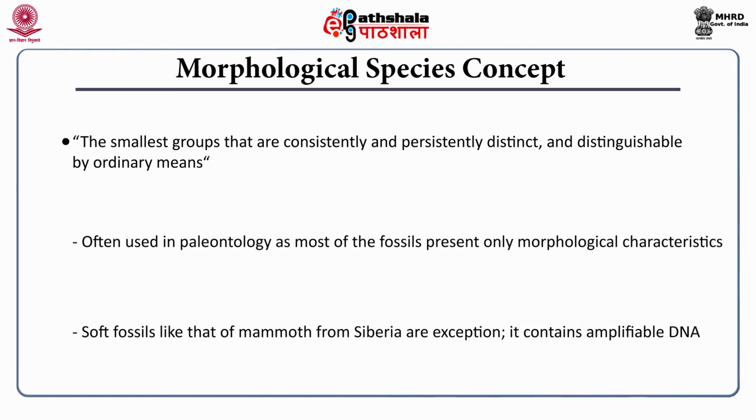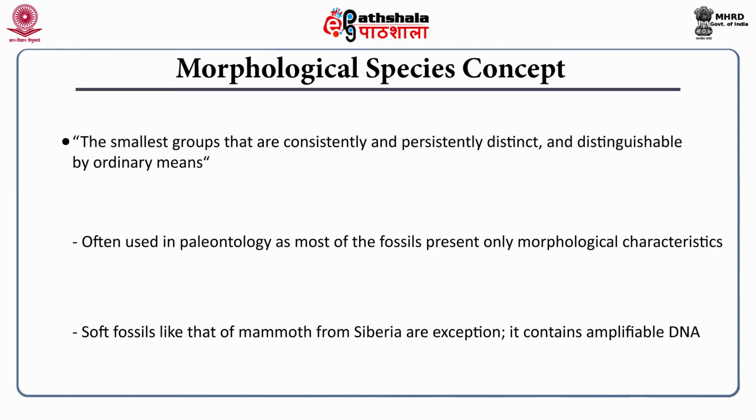So paleontology often relies only on this morphological species concept because there are no other attributes or traits that we can actually test objectively, to verify between 2 or 3 different fossils. So all we have is the morphological attributes. So that's why in paleontology nothing else can be used.